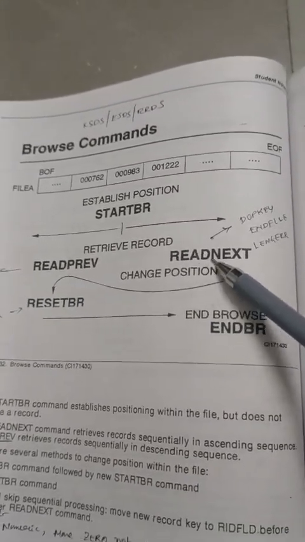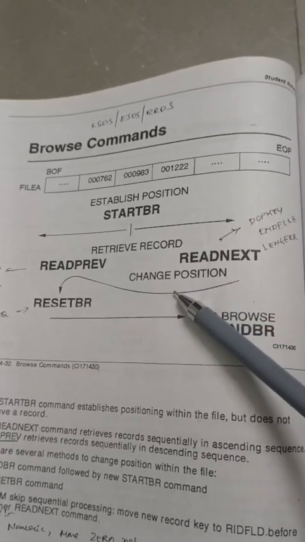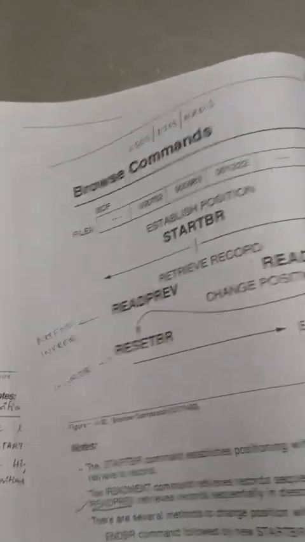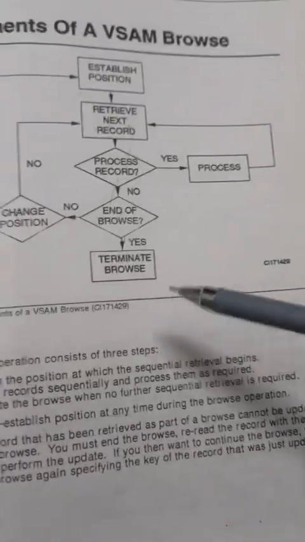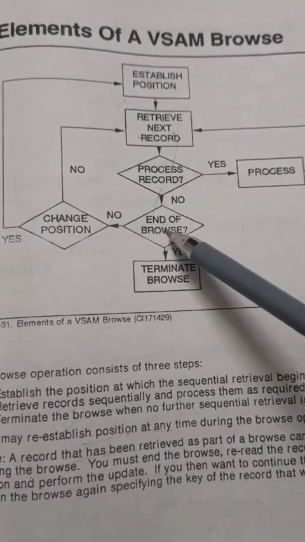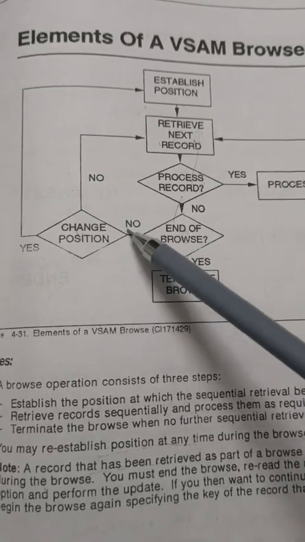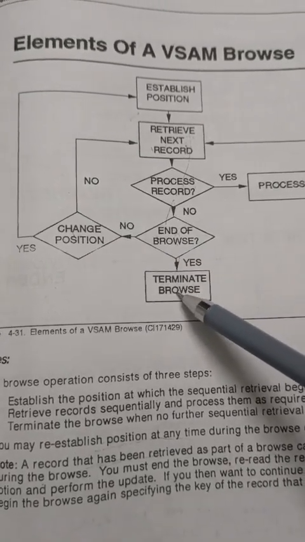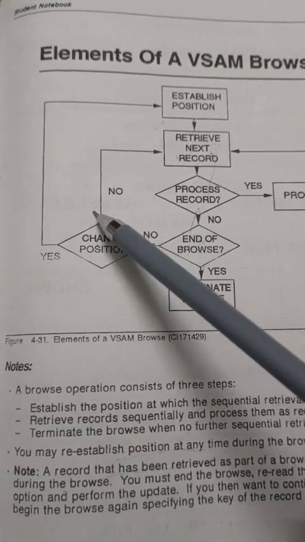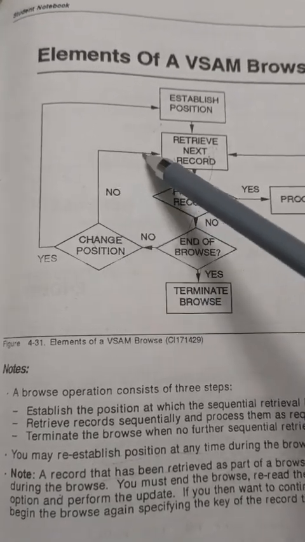Here, after reading with the read next command, you may want to change the position. But if you go to the previous flowchart, what is the change position we have done? This is a process record. If you want to end browse, you terminate the browse here. If you don't want to end browse, you want to change the position. How to change the position?